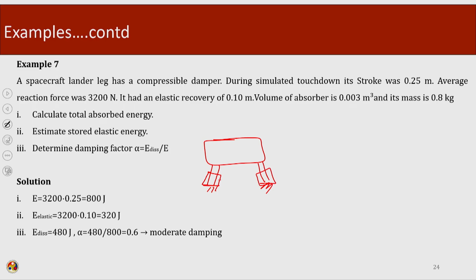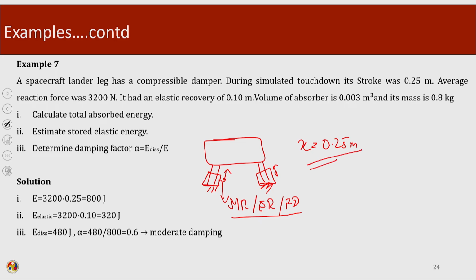This can be a magnetorheological damper, electrorheological damper, or any other fluidic type of damping system. So it is being tested. During simulation touchdown, its stroke was 0.5 meter. So the stroke of this system is x equals 0.25 meters. So this is the signature of the damper.